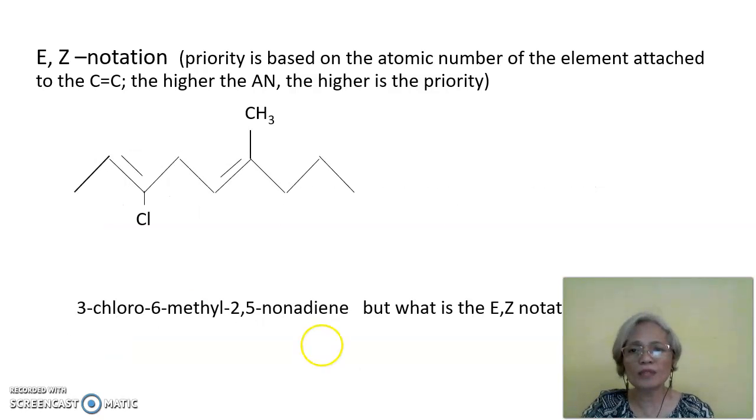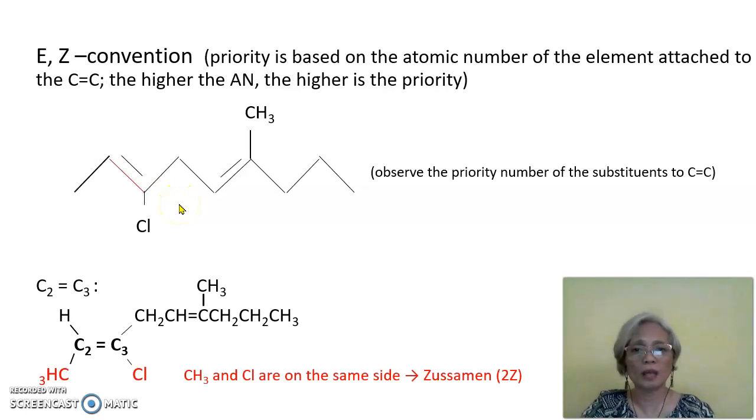So, what if we have something like this? So, there are two double bonds, okay? So, we have 1, 2, 3, 4, 5, 6, 7, 8, 9. So, we have a nonene, but there are two double bonds, so we have a nonadiene. So, identifying the substituents, we have 3-chloro-6-methyl-2,5-nonadiene, but we have to consider the EZ notation. So, let us try to find out.